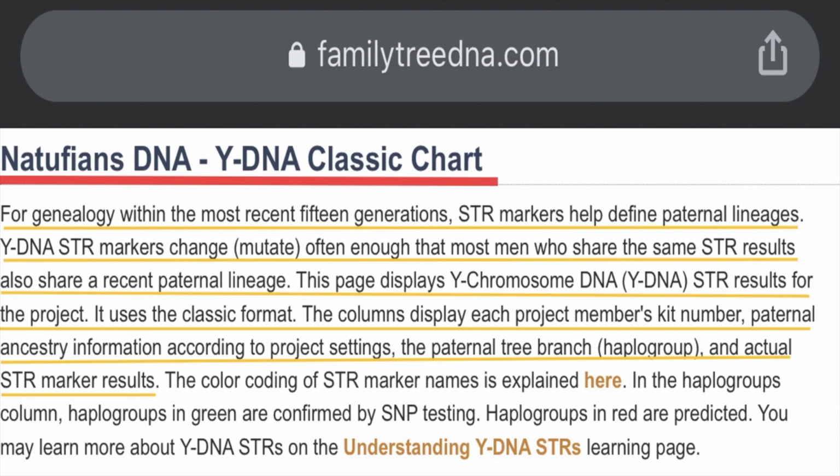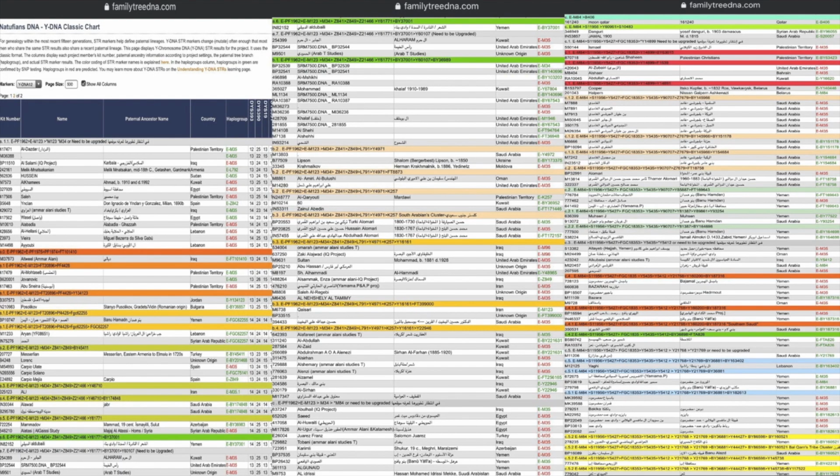The columns display each project member's kit number, paternal ancestry information according to project settings, the paternal tree branch haplogroup, and actual STR marker results. So again, if you want to know what modern Middle Eastern populations have haplogroup E and connections to Natufians, type in familytreedna.com Natufians DNA Y-DNA classic chart. And I took some screenshots, because there are so many long pages that you can just keep clicking through. But I just took a few screenshots for you guys to hopefully look at.